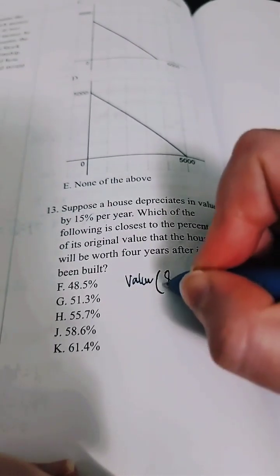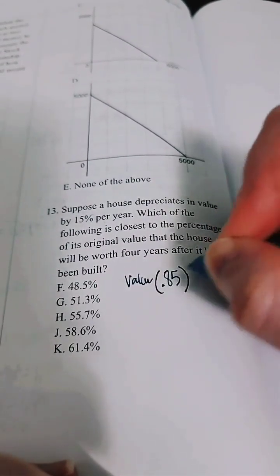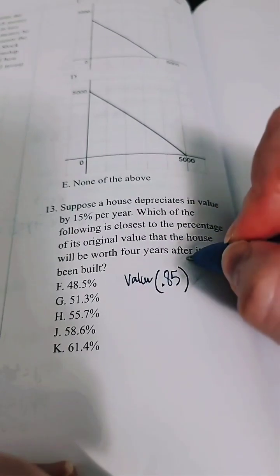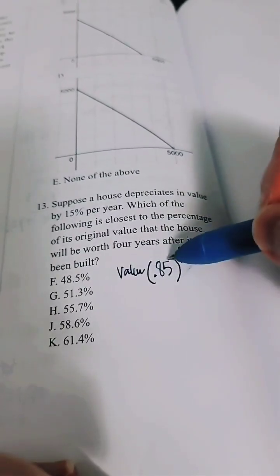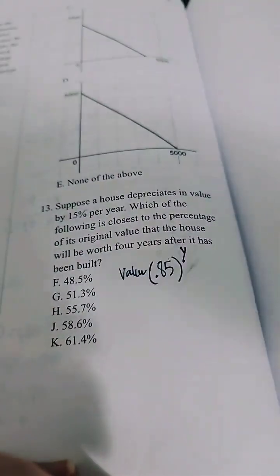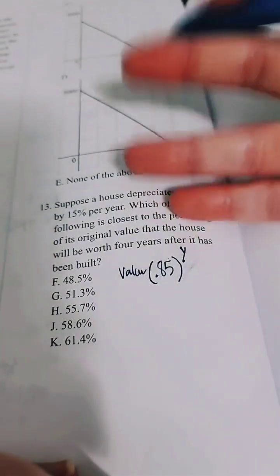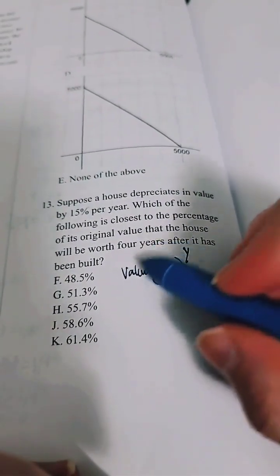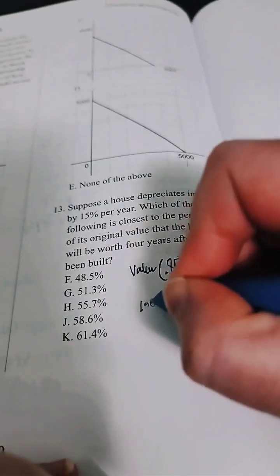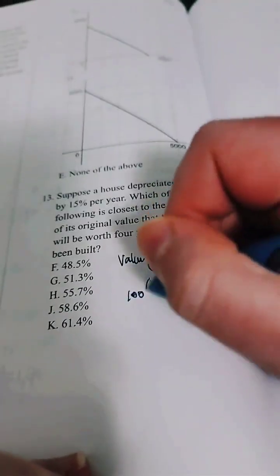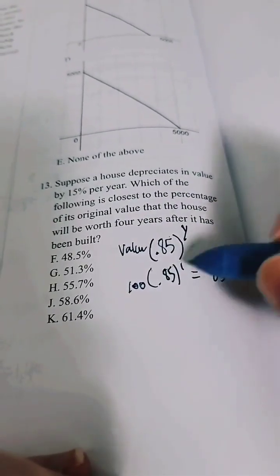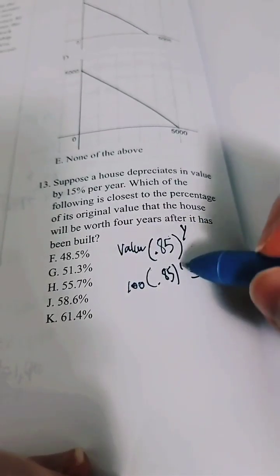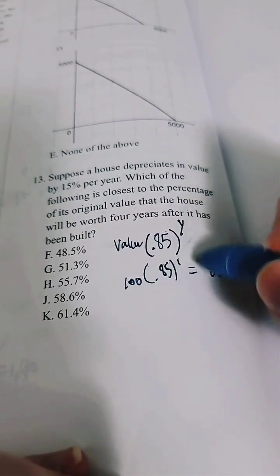So 85% as a decimal would be 0.85 every single year. So we'll say for Y years. So every single year, whatever the value is, you're doing 85% of that. Because if you're 15% less, you have 85% left. So for instance, this is a really cheap house, but let's say it's $100. Then after 1 year, it's going to be worth $85. And then if you plug in 2 years, you have to do 0.85 times 0.85 times 100, and so on and so forth.